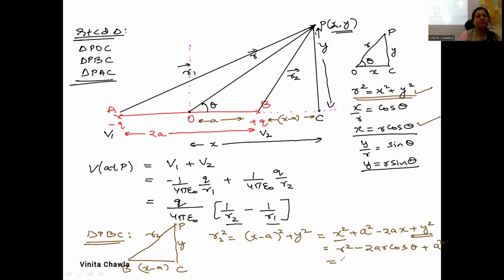Can we take R square common? What if we take R square common? We'll get 1 here and minus 2AR cos theta by R square we will write. So R cos theta by R square, we'll get minus 2A cos theta by R, and then we will write A square by R square. This is how we can write. In the same way we can write for R1, as we have written for R2. Okay?